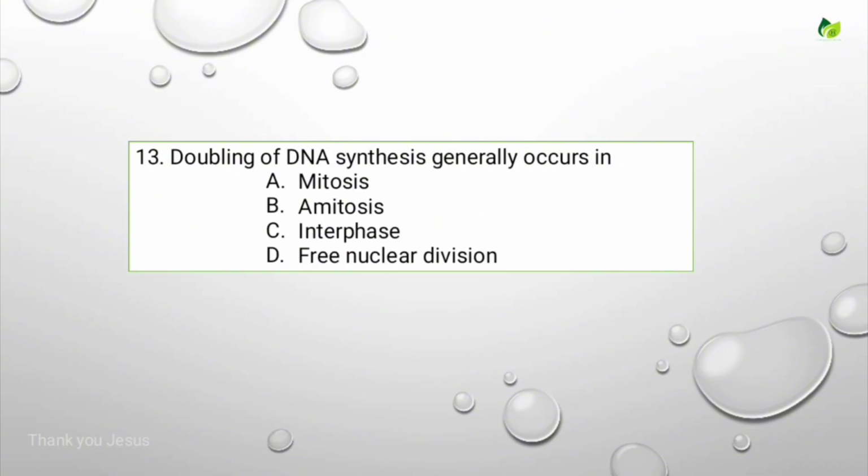Doubling of DNA synthesis generally occurs in. Options are mitosis, amitosis, interphase, free nuclear division. So before the cell division, there is a phase, interphase.